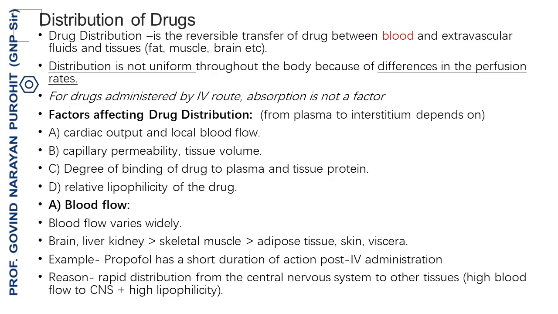a. Blood flow varies widely: brain, liver, kidney greater than skeletal muscle greater than adipose tissue, skin, viscera. Example, propofol has a short duration of action post-IV administration. Reason: rapid distribution from the central nervous system to other tissues, high blood flow to CNS plus high lipophilicity.